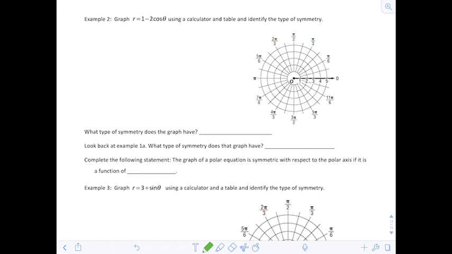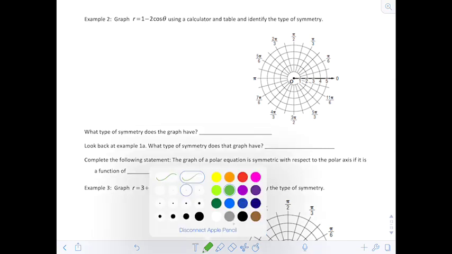Okay, so the next example we want to do is to graph 1 minus 2 cos theta using a calculator and table and identify the type of symmetry. Now I'm going to be honest, there are several ways that you can use the calculator to graph these. So you pick the way that is easiest for you. If you watch a different video or if another teacher teaches it differently, keep in mind there are several ways to do this. I'm going to share with you what works really well for me. And if you don't like it, then you can absolutely come see me and we'll talk about another way to do this if you're not comfortable with this.